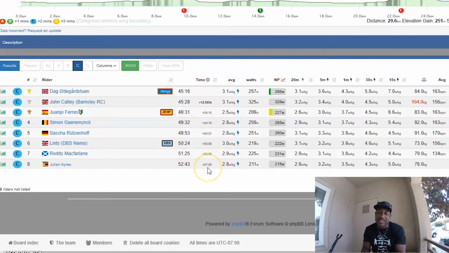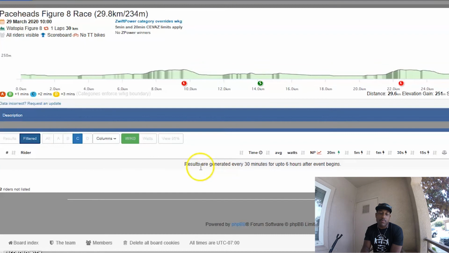All right, I did this race, as you see, but you don't see my name in the results because I got the WKG. So how did I place in this race? On race day, if you click filtered, it will show you the position that you would have been. But because it's been a while, March 29th, they have now reshuffled everything. If I click filtered right here, it's not pulling up anything. It says results are generated every 30 minutes for up to 6 hours after the event begins. So it's been well past that. So how do I find out how I did?